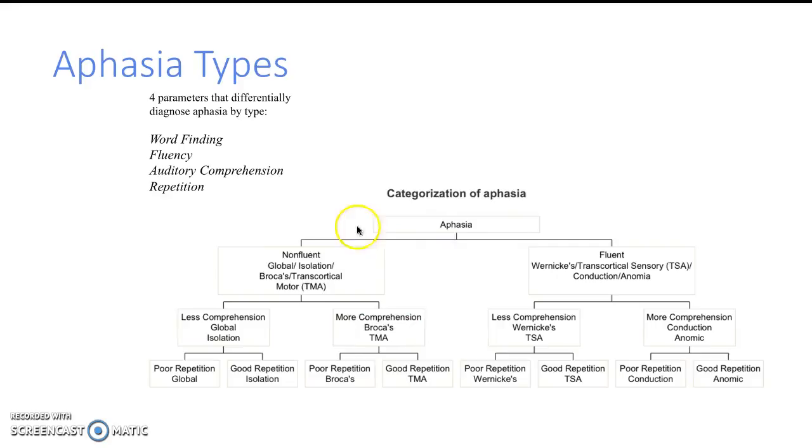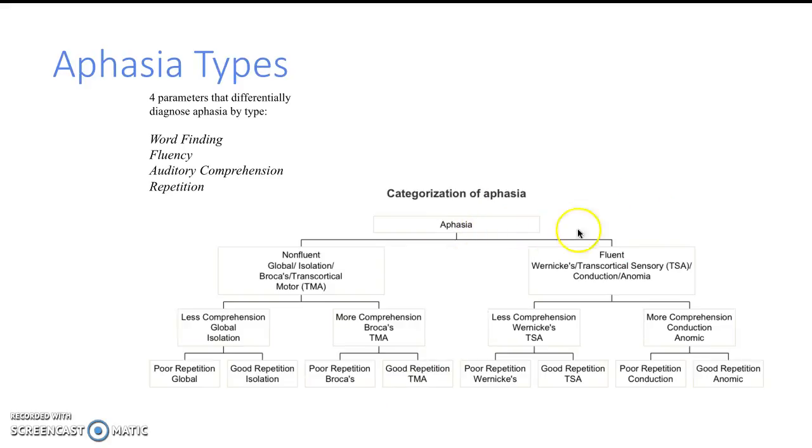If they have aphasia, they're non-fluent. They have more comprehension but poor repetition. It's Broca's. If they have aphasia, they're non-fluent. They have more comprehension but good repetition. They have transcortical motor aphasia. The same then would apply to the other side of the diagram.